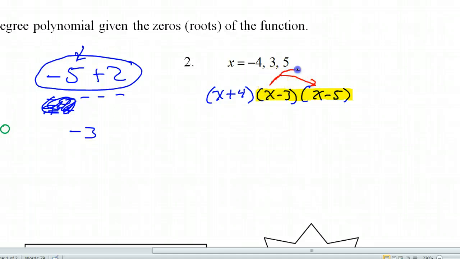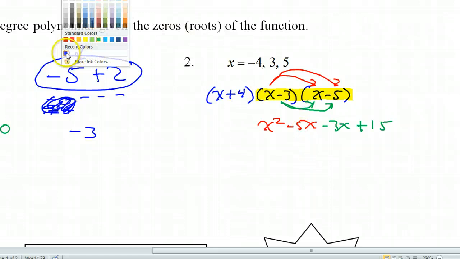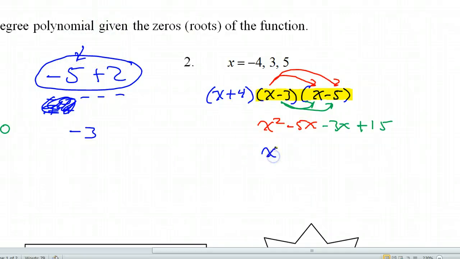I'm going to do the distributive property like I did before. x times x, so I got my x squared. x times negative 5, negative 5x. Distribute the negative 3. Negative 3x and positive 15. I'm doing negative 3 times negative 5 there. Then I have those like terms. So I'm going to have x squared minus 8x plus 15. That's all from the yellow part that I highlighted.